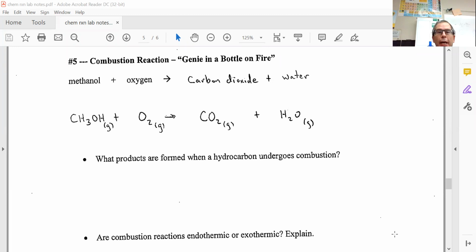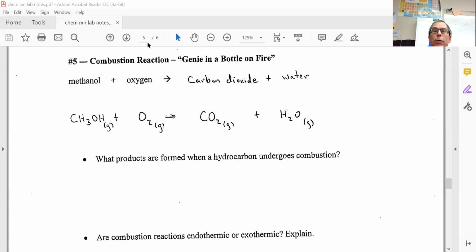So in a combustion reaction, we are going to take methanol and combine it with oxygen and form carbon dioxide and water. If we have a hydrocarbon, or in this case, an oxygenated hydrocarbon, either way, we combine it with oxygen to form carbon dioxide and water. I wrote out the formula for methanol, CH3OH, or you can say CH4O. And then we have O2, which travels in pairs, and then the CO2 and H2O.